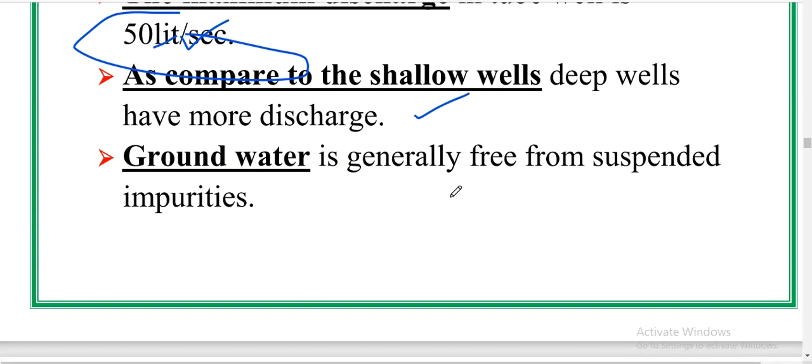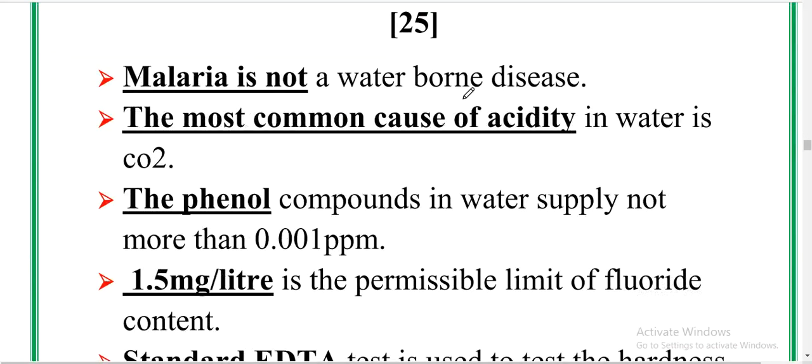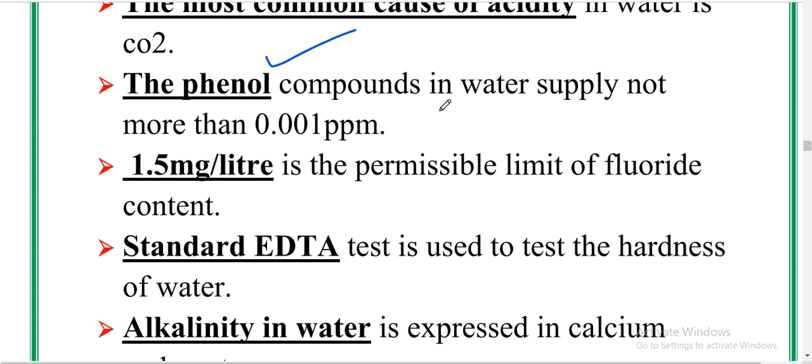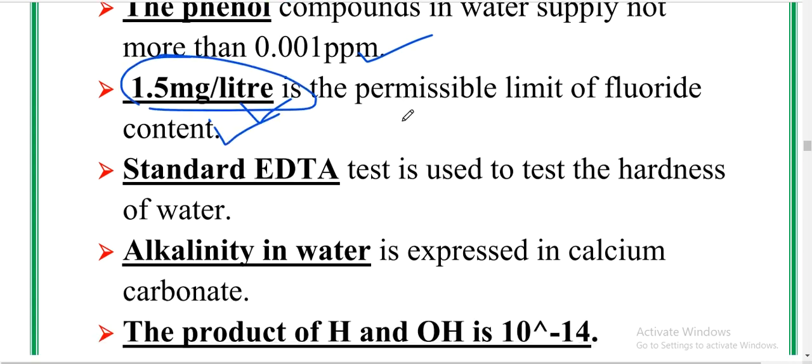Okay, groundwater is generally free from suspended impurities. Next, malaria is not a waterborne disease. The most common cause of acidity in water is carbon dioxide. The phenol compounds in water supply should be not more than 0.001 parts per million. 1.5 milligram per liter is the permissible limit of fluoride. Fluoride permissible limit is 1.5 milligram per liter.